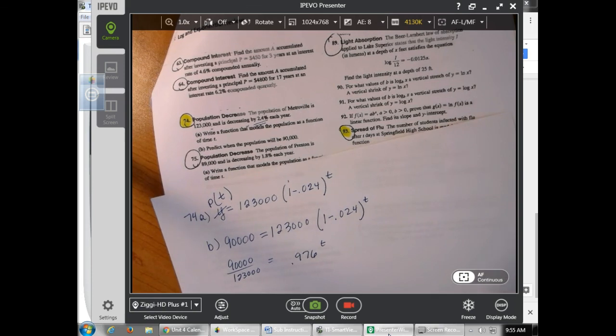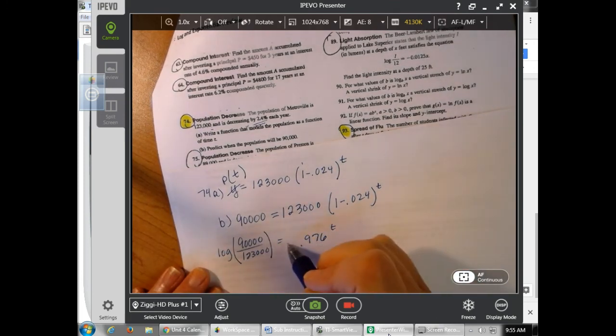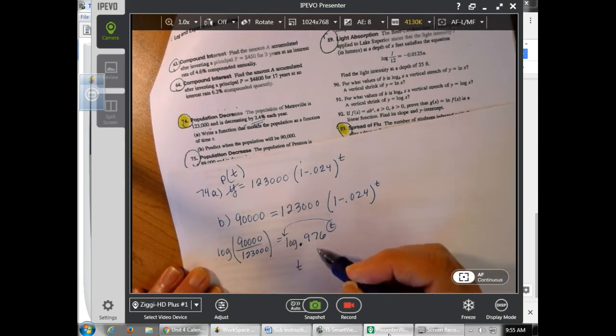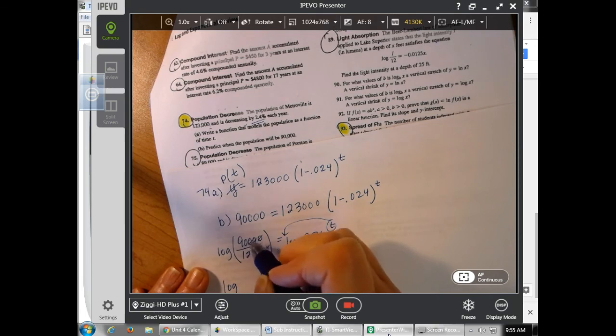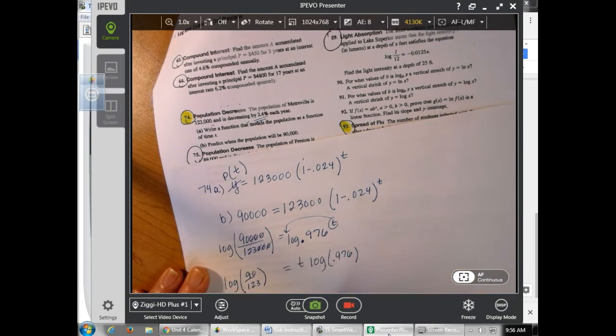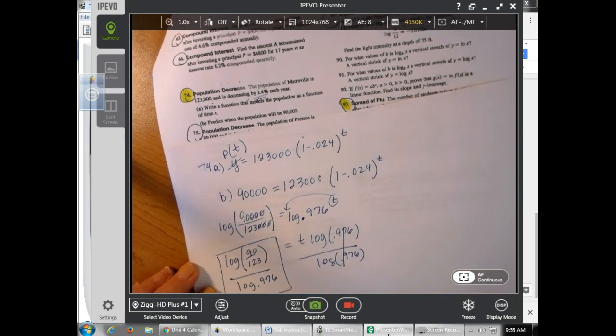And I can take the log or the ln here because it's not a base of e. So I'll do log just to kind of show you. And then the t will obviously come down front. So I have t times log of 0.976 is equal to the log. And then over here, of course, I can cancel these. So I have 90 over 123. And that's what we have. So I'm going to divide both sides by the log of 0.976. So this is the exact answer for t, okay?